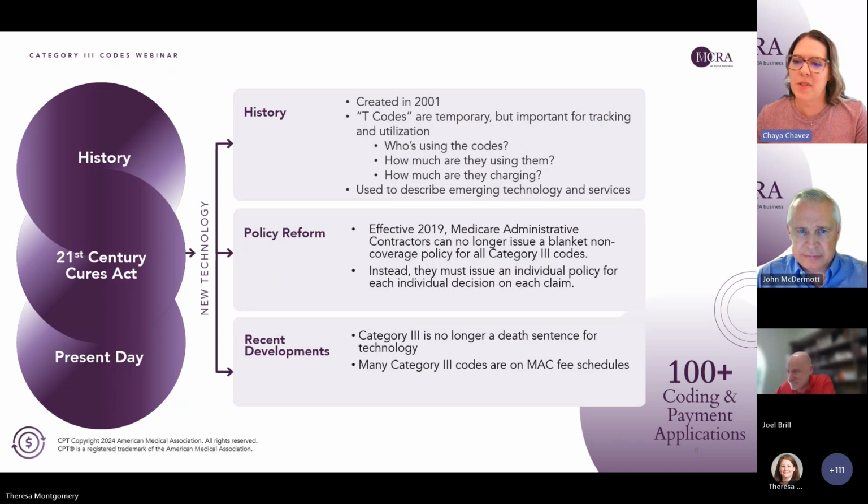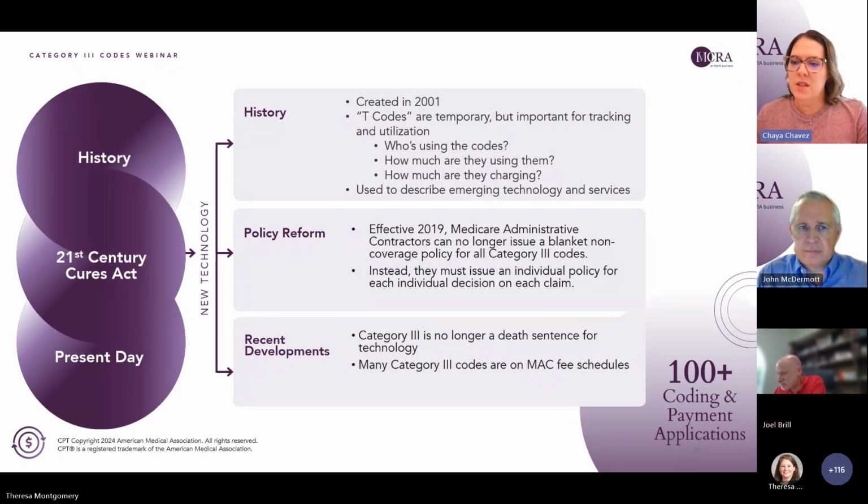Yeah, so I can share about that. Back in 2001, there were a lot of new technologies, and they really didn't fit the criteria required for a Category 1 code. And we'll talk about that in a little bit. There were all these technologies that just didn't have a place to fit in the current CPT language. So the AMA created what are called T codes, or Category 3 codes. Some people refer to T codes as either temporary or tracking codes.